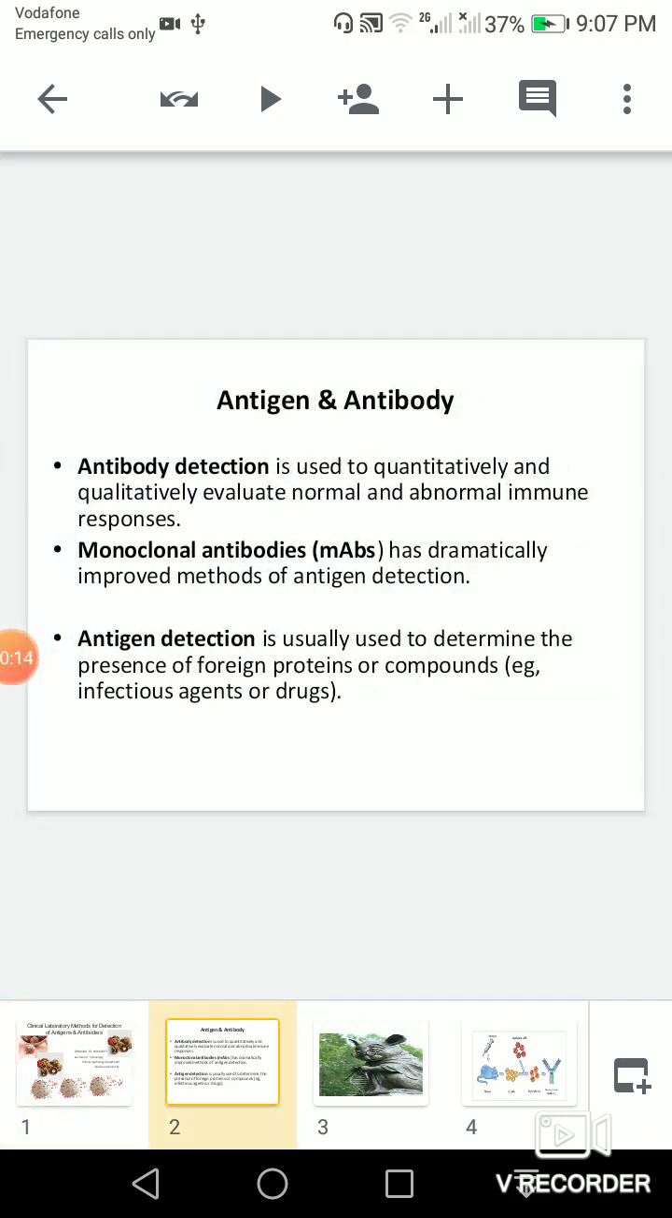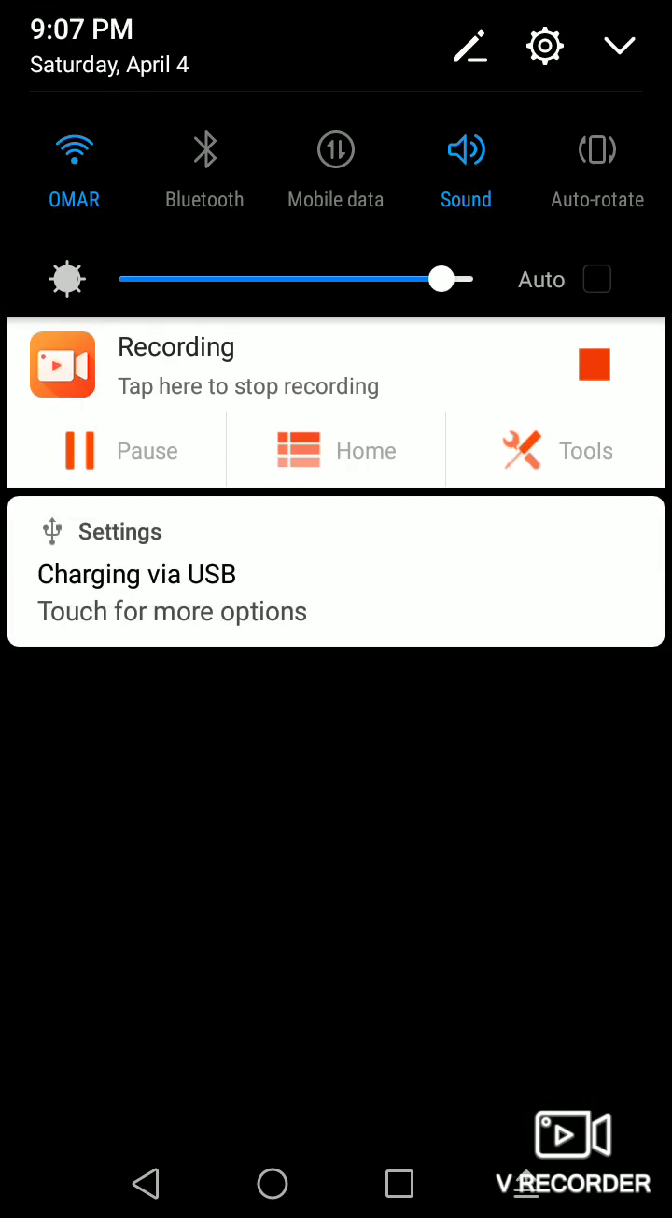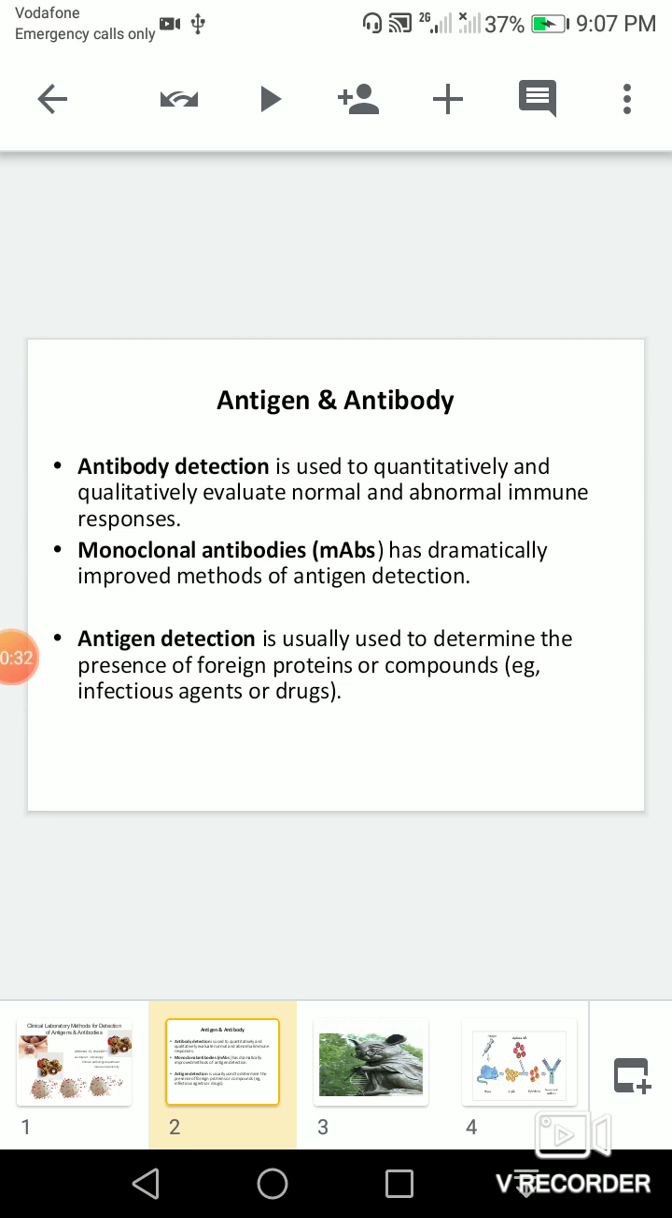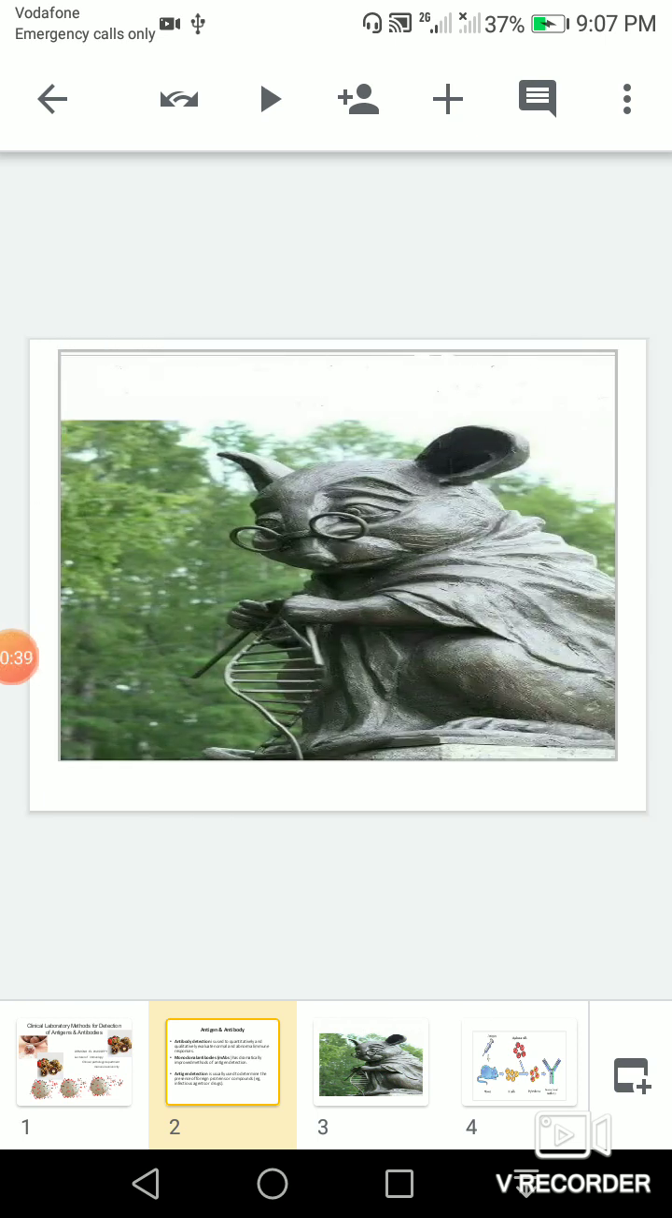The antibody detection is used to quantitatively and qualitatively evaluate normal and abnormal immune responses. Monoclonal antibodies have drastically and dramatically improved methods of antigen detection. Antigen detection is usually used to determine the presence of foreign proteins or compounds, for example, infectious agents or drugs.